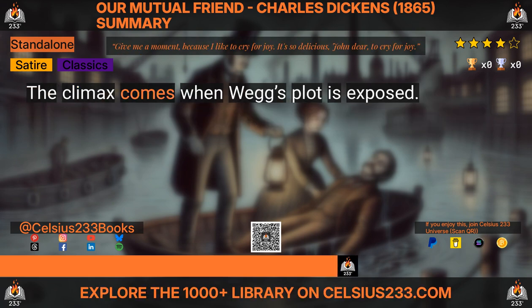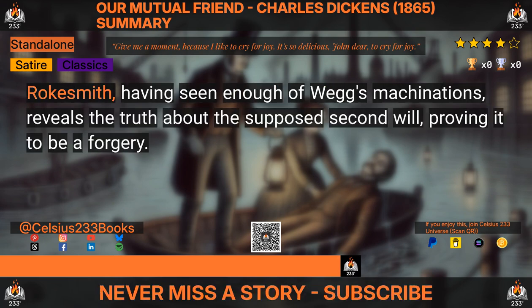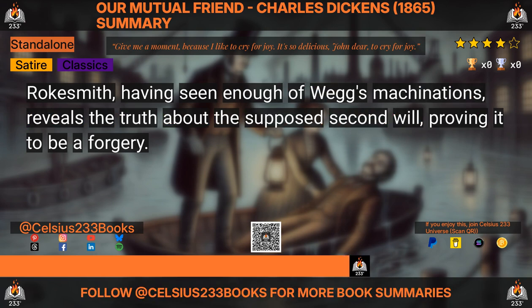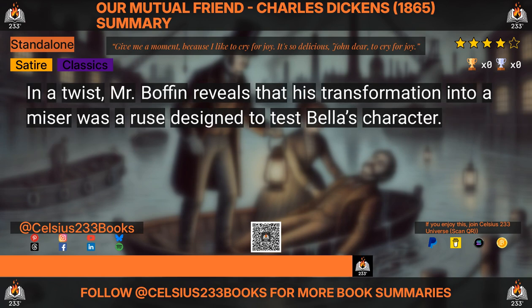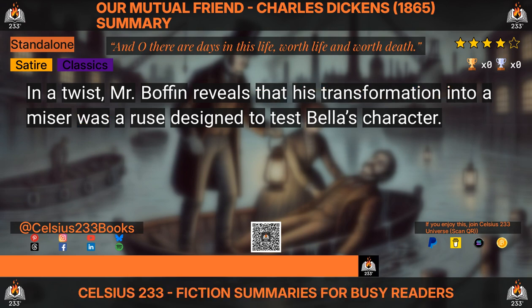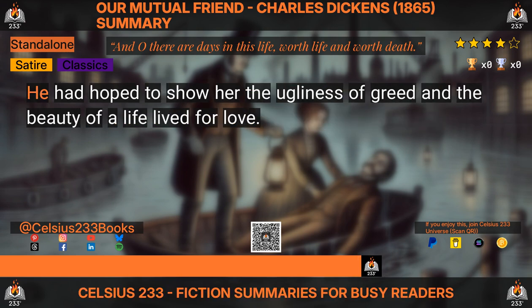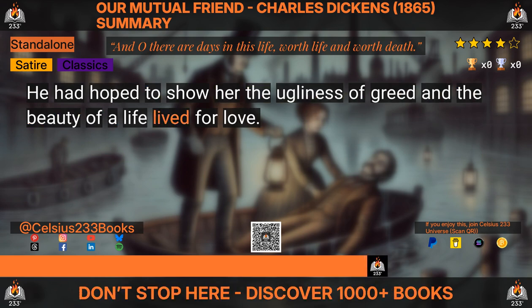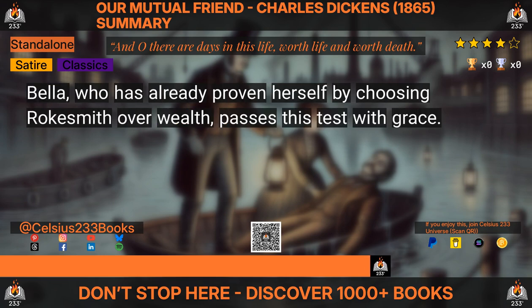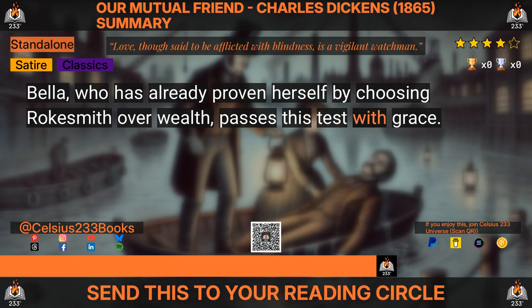The climax comes when Wegg's plot is exposed. Rokesmith, having seen enough of Wegg's machinations, reveals the truth about the supposed second will, proving it to be a forgery. In a twist, Mr. Boffin reveals that his transformation into a miser was a ruse designed to test Bella's character. He had hoped to show her the ugliness of greed and the beauty of a life lived for love. Bella, who has already proven herself by choosing Rokesmith over wealth, passes this test with grace.